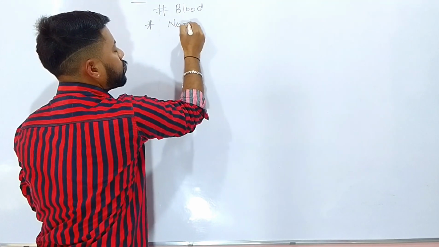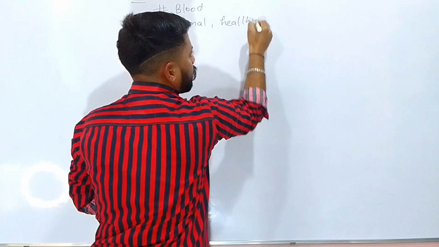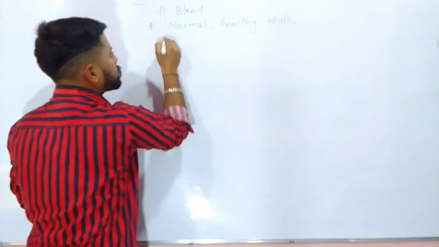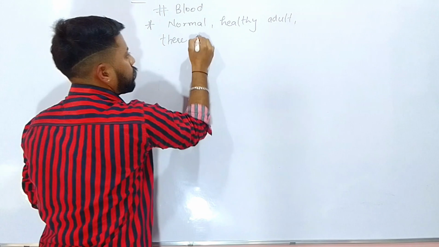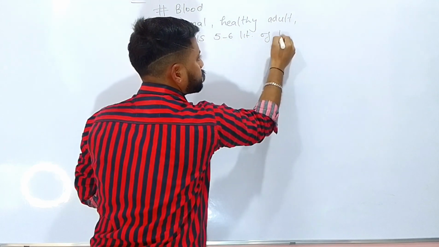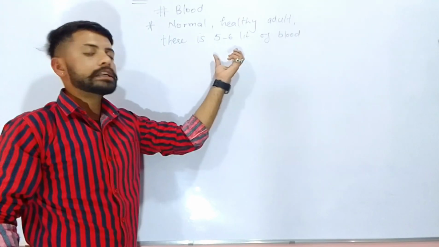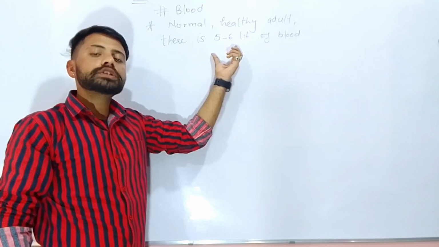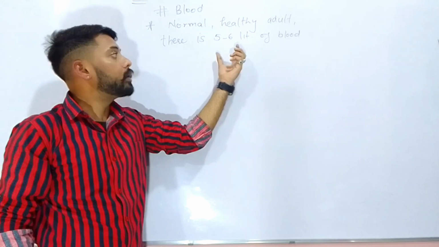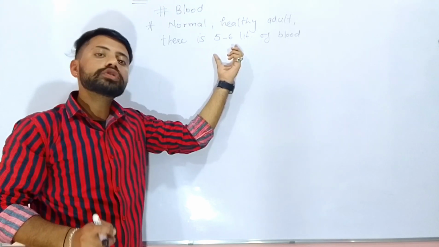So this is the volume of blood, about 5 to 6 liters, which is found in human beings, and later on we will discuss that this volume is slightly less in females as compared to males.